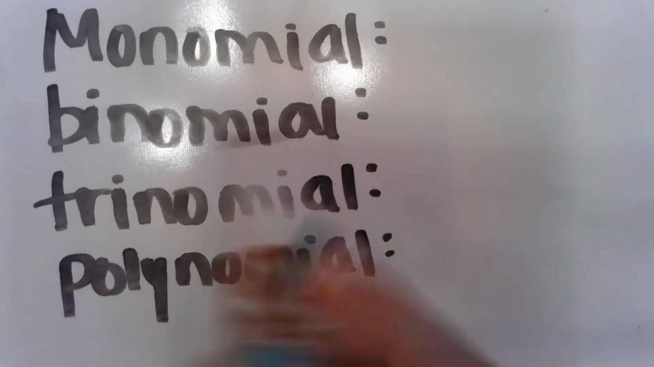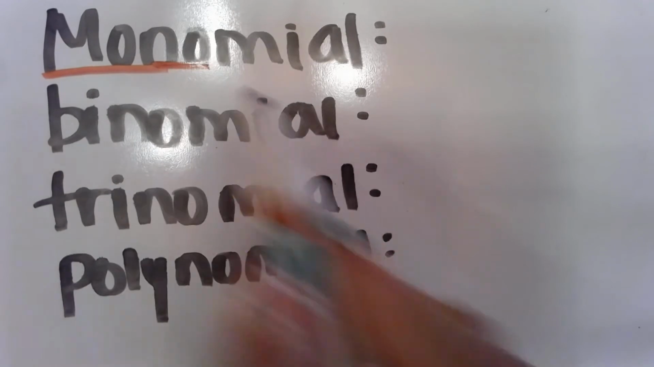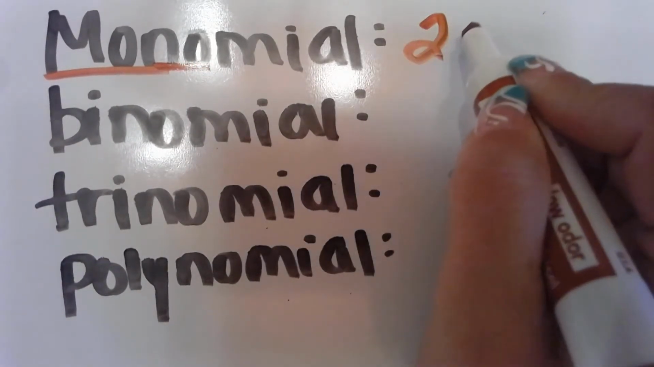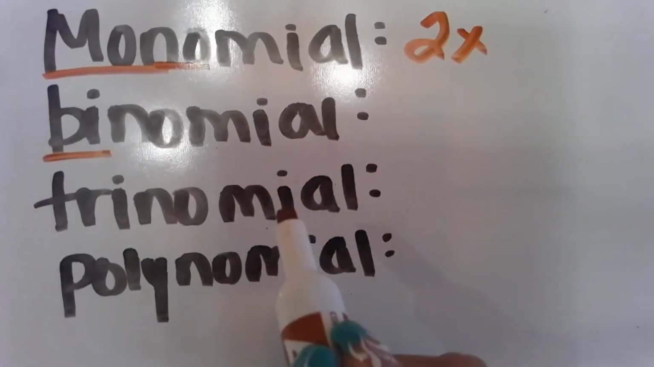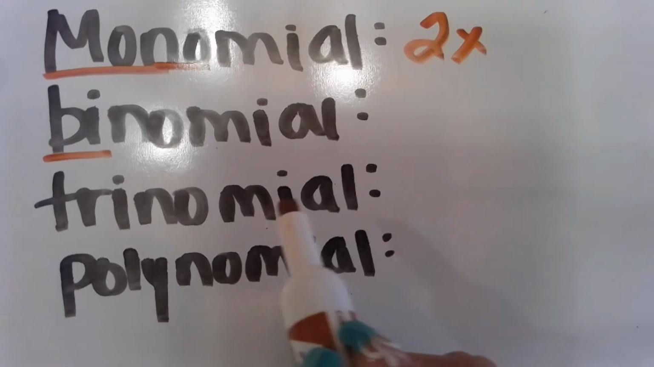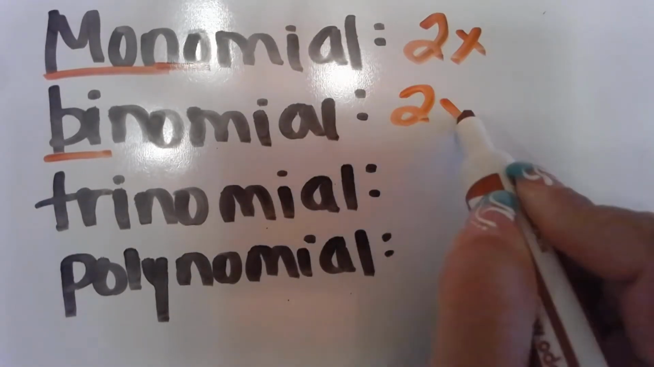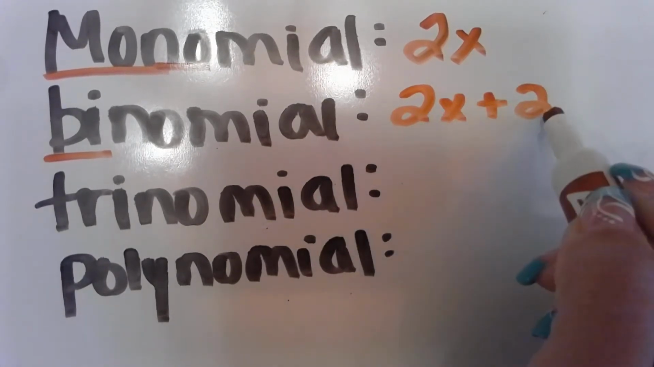So a monomial, if we look at the prefix, we have mono, and that means one. So it's one term. So we can say 2x is a monomial. Binomial, the prefix is bi, so it's going to have two terms. So we can say it would be 2x plus 2. See how there's two pieces.